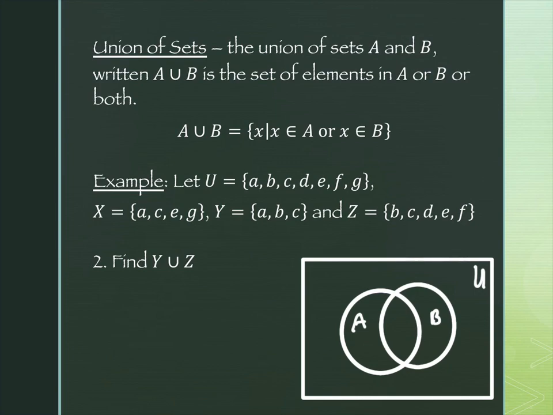In the Venn diagram picture, this says everything in A, so I'm going to shade everything in A. It says everything in B, so I shade everything in B. And I get this very large area compared to the small area that I had before. Okay.